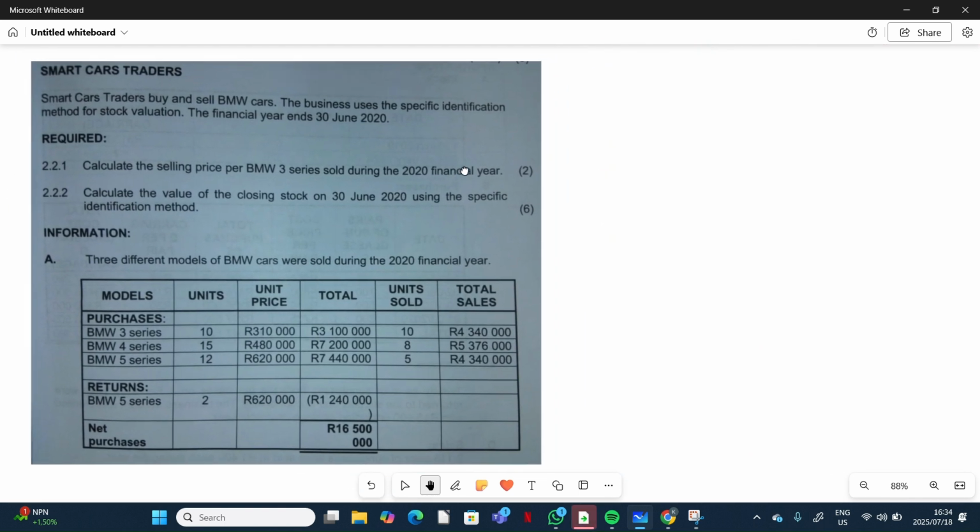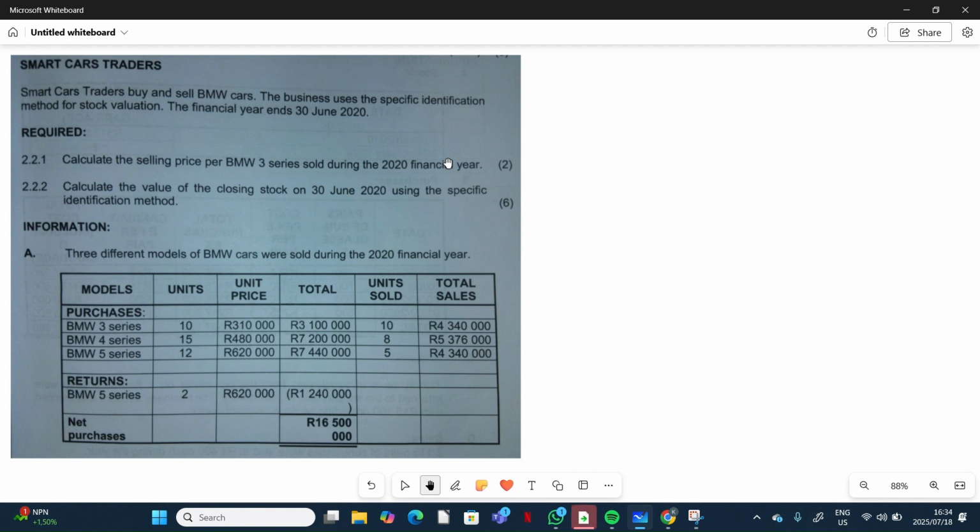Now let's look at the last one. The last one is basically what? The last one is the specific identification method. This one is the simplest one of them all. You'll see when we do it right now, and you'll see what I'm basically talking about, right? You'll see what I mean by what I'm saying.